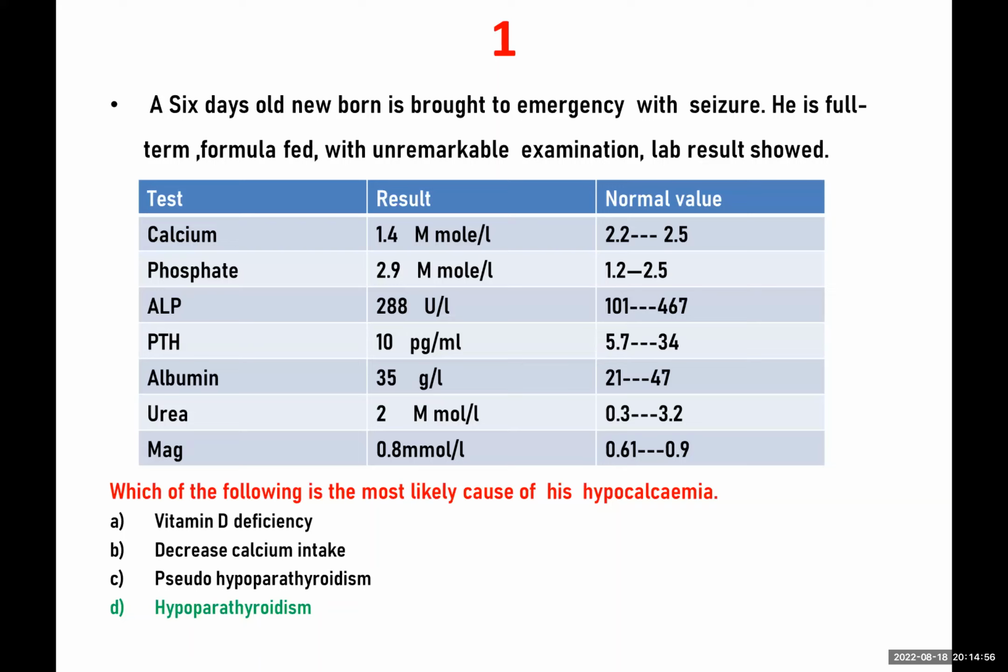In hypoparathyroidism, you have to keep in mind the PTH may be normal or it may be low. If it's normal, it is an inappropriate normal, because at this time I expect the PTH to be on the higher side because the calcium is low.